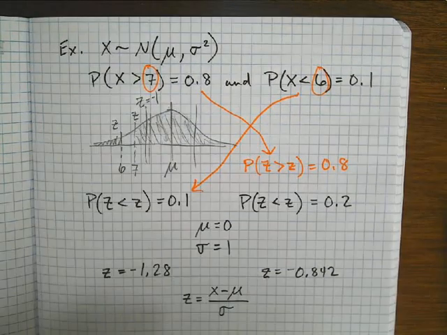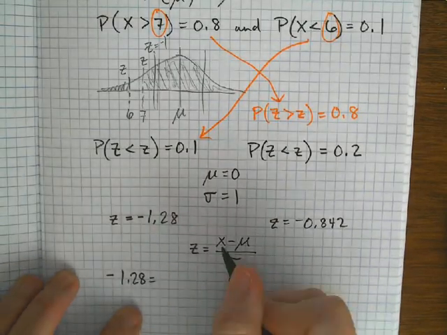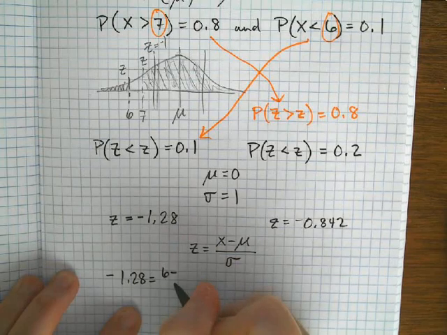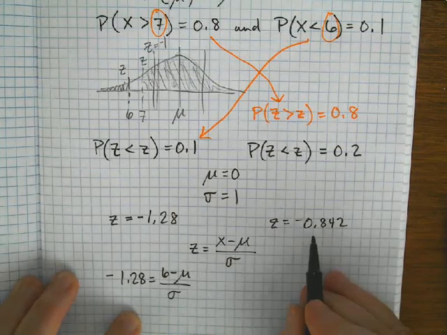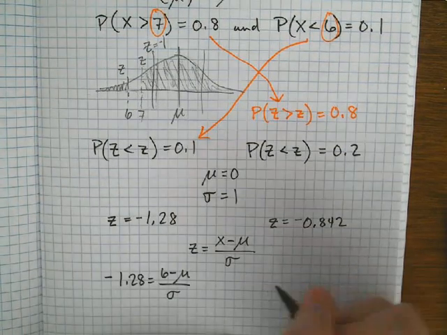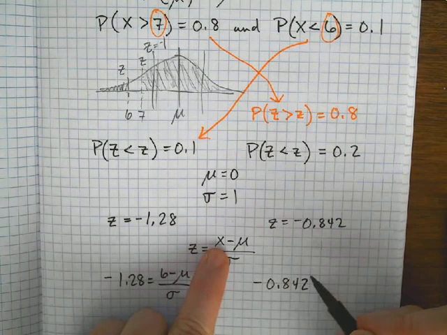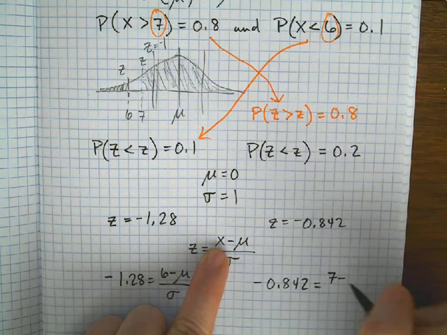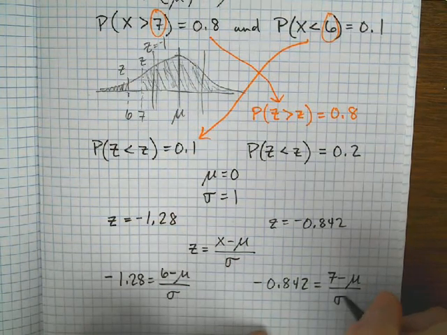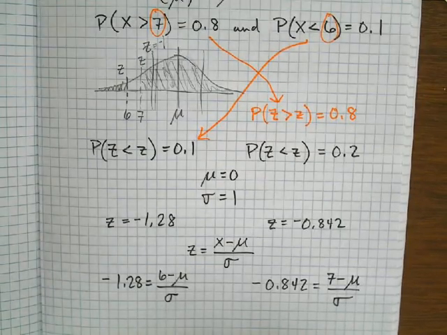So my z is negative 1.28. My x was 6. I do not know my mean, and I do not know my standard deviation. Okay, and then this one, my z-score is negative 0.842. My x, that came from this one, my x is 7. And I do not know my mean, and I do not know my standard deviation. Great, I have 2 equations I can't solve. But there are 2 equations with 2 variables. It's a system of equations.